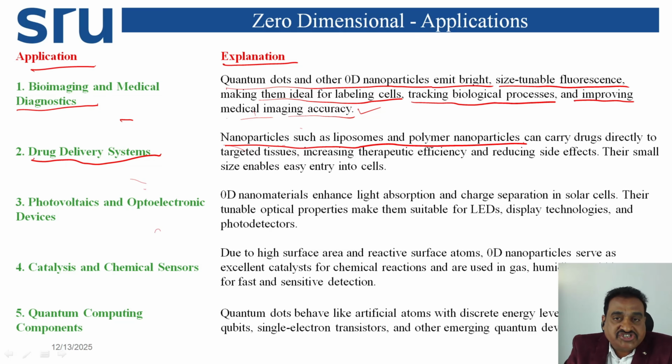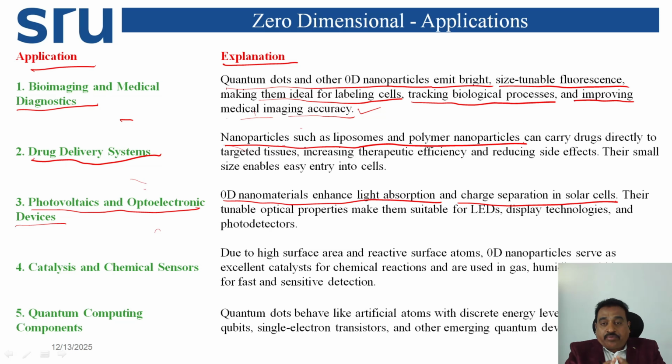So, zero-dimensional nanoparticles are used in photovoltaic and optoelectronic devices. Zero-dimensional materials enhance light absorption and charge separation in solar cells. Their tunable optical properties make them suitable for light emitting diodes, display technologies, and photodetectors.